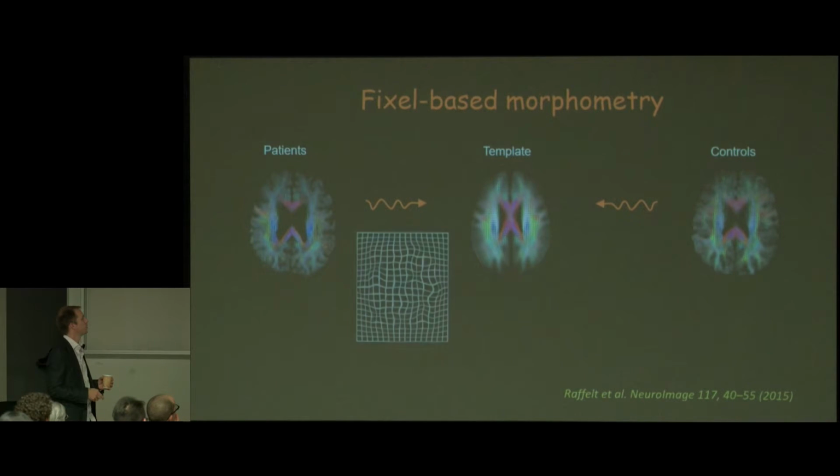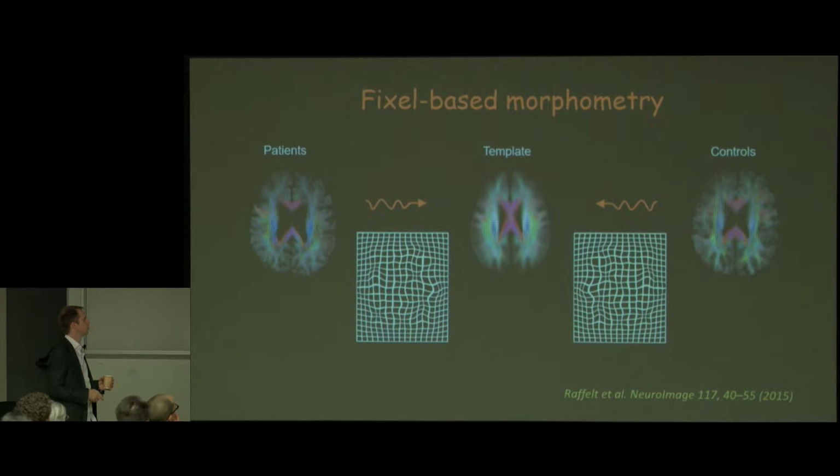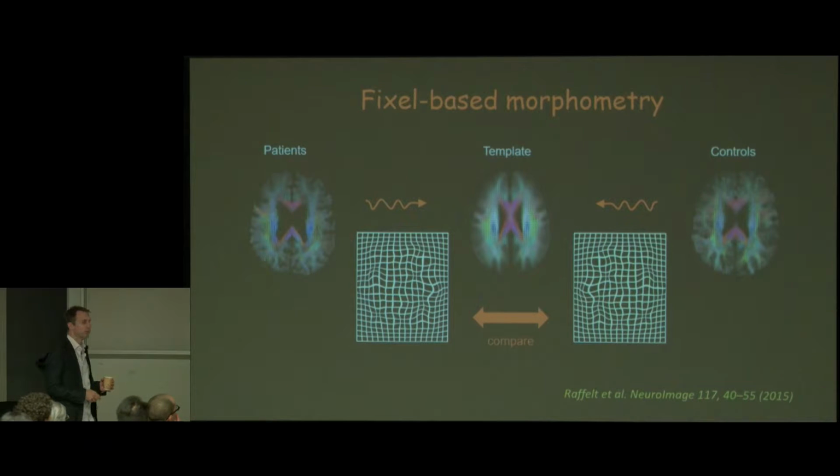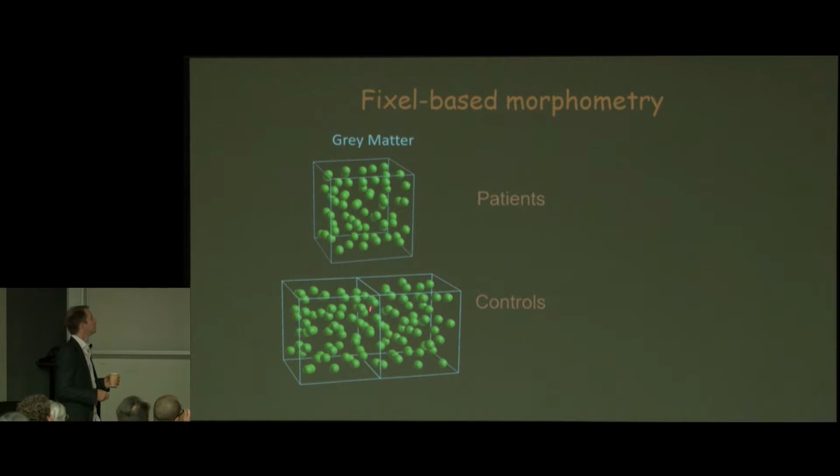So if we warp everybody to the same template, you get these warp fields here, and we could make comparisons of these warp fields more or less directly. But we want to do them in a fixel-wise manner, so orientationally resolved. The reason we want to do that is if you consider what you do for voxel-based morphometry. For example, you have a gray matter voxel in patients. That's the region that maps to in the template, and then the controls. It so happens that region is twice the size.